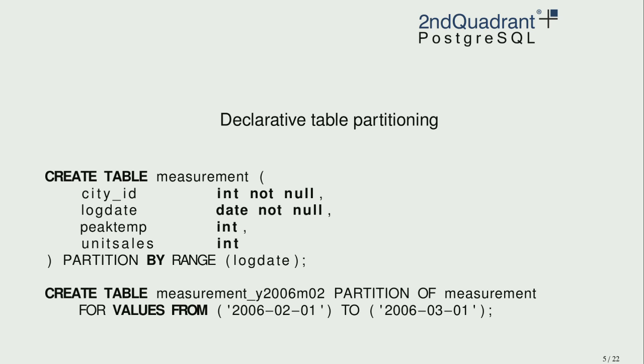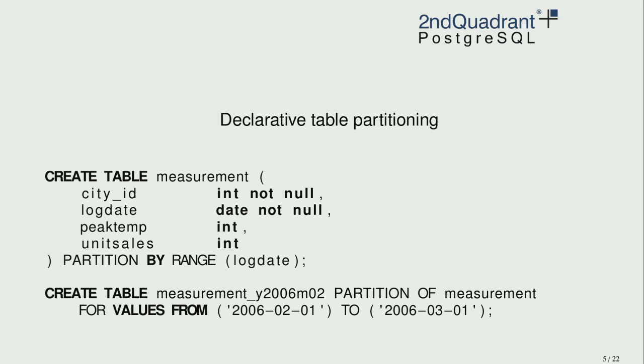So back to that first question, when you create this table, you actually can't insert any data into it yet because you have to create the partitions manually. So when you do this initial create table and declare that it's going to be partitioned by range on a log date, you still have to manually create the various partitions. So this create table measurement of a name that you still need to specify.